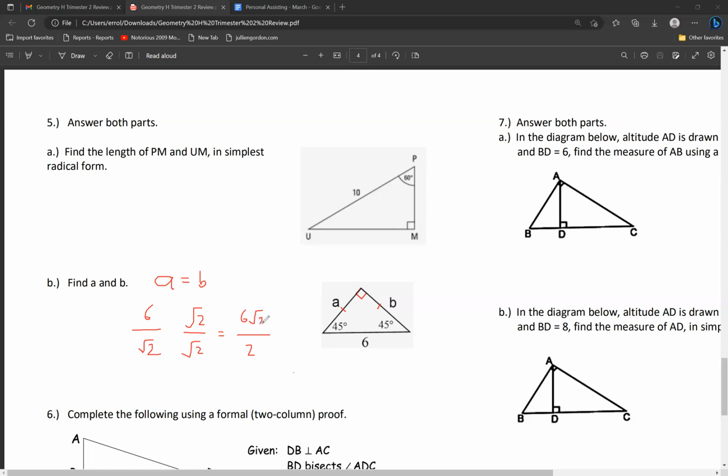Now reduce it. 6 radical 2. Can you reduce this? Yeah. 3 radical 2. Yep, 3 radical 2. This is A and B. Okay. Good.